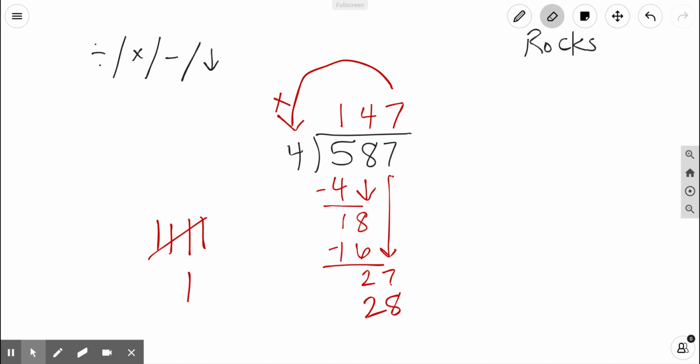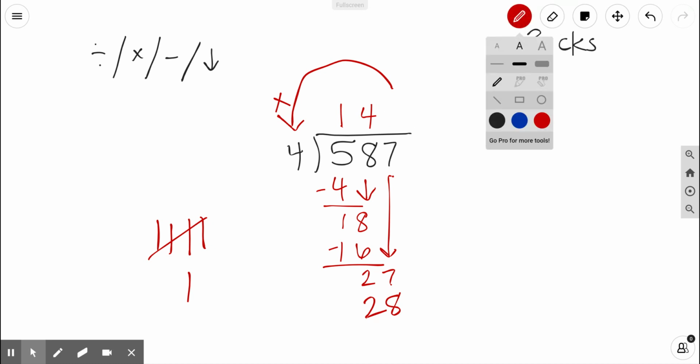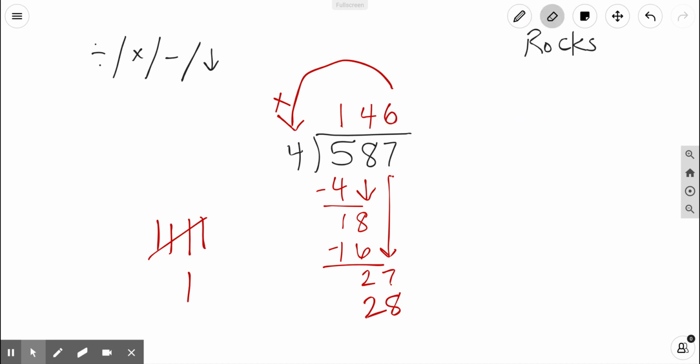So I want to go back, and I'm going to subtract one of these because that's too high. I can't subtract 28 from 27. There's not enough. So instead of this being a 7 now, I'm going to make it a 6. 6 times 4 now is 24, and that is not too small or too big. And 27 minus 24 is 3.